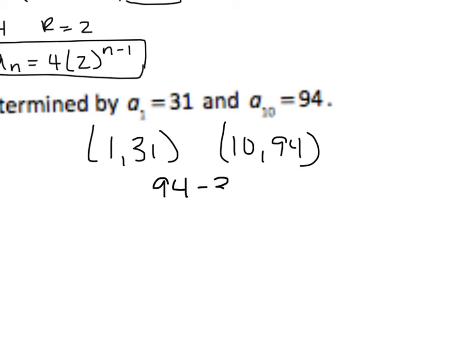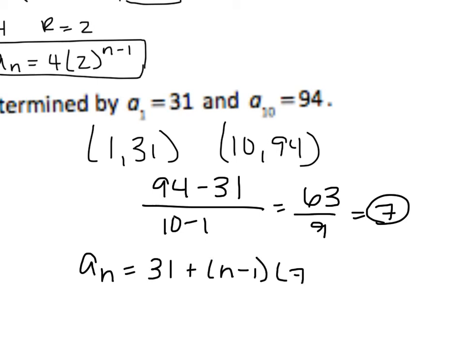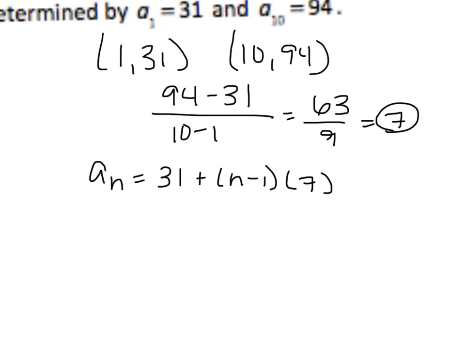So 94 minus 31 over 10 minus 1. So this is going to equal 63 over 9, which is going to equal 7. So I have a common difference of a positive 7. So from the first term to the 10th term and so on, I'm going to add 7 to each term. So now I can write my rule. Whoops, not 26. It should be 24.